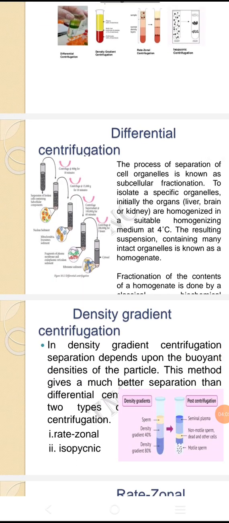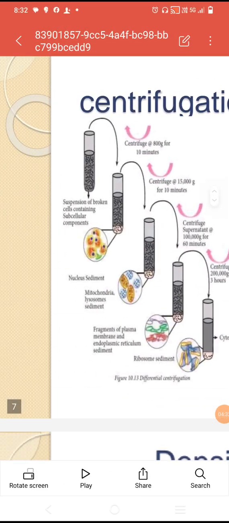In the case of differential centrifugation, the process of separation of cell organelles is known as subcellular fractionation. To isolate specific organelles, initially the organs, such as liver, brain, or kidney, are homogenized in a suitable homogenizing medium at 4 degrees centigrade. The resulting suspension containing many intact organelles is known as a homogenate. We can see this picture.